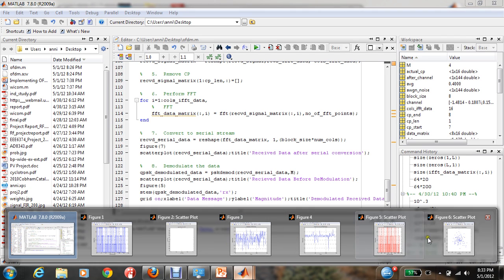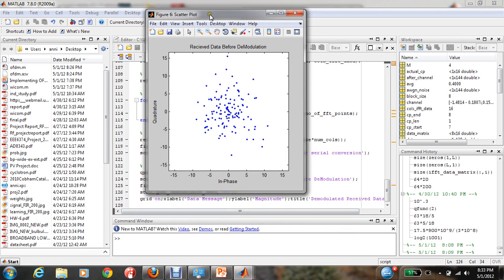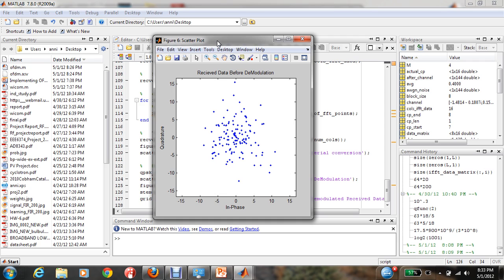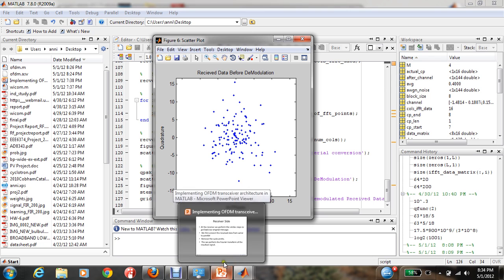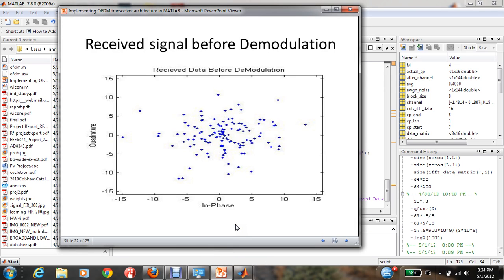And then we convert the data to a serial stream, and we get the scatter plot of the received data. This shows the in-phase and the quadrature phase, and the total number of symbols we'll be finding here is 128 symbols, and each symbol will have 2 bits of data. So this is the received data which we obtain, but our job here is still not completed.